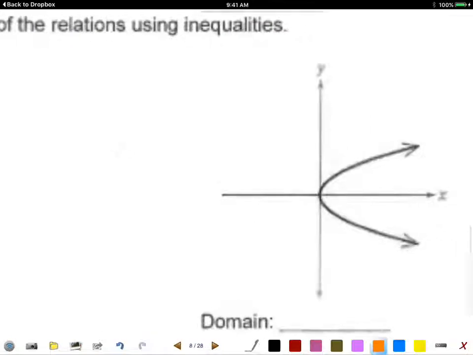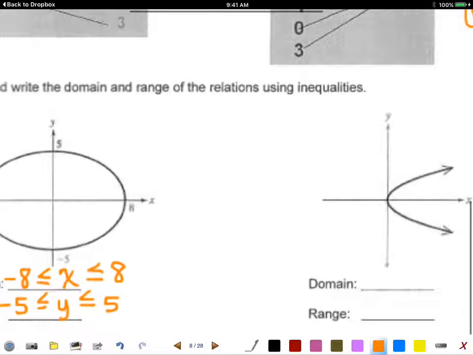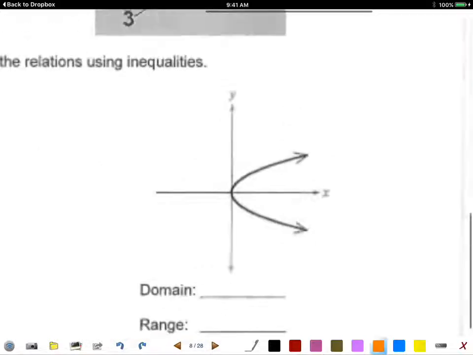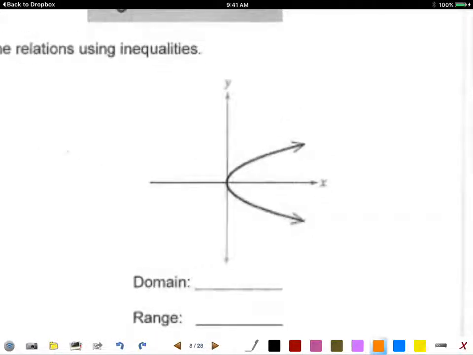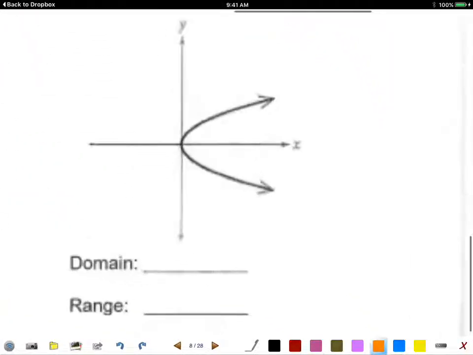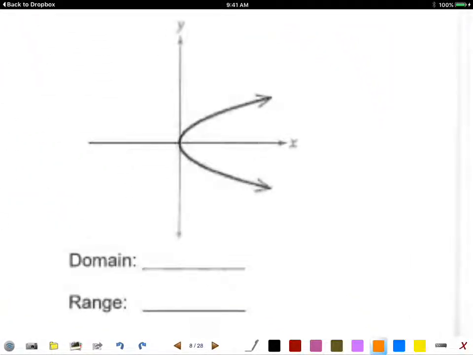All right, let's look at the next one. Are we good? Everybody have that? Good. Okay, look at this next one. Now tell me, is that a function? No. If you do the vertical line test, it wouldn't pass, would it? Okay, it's not a function. But there is a relationship between points there.